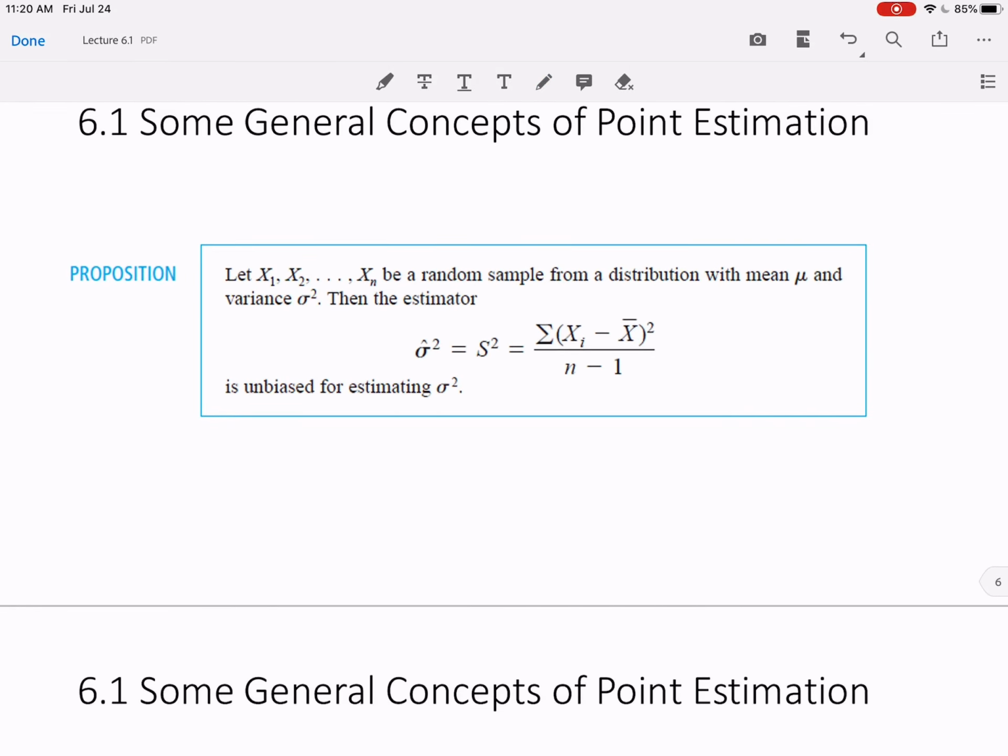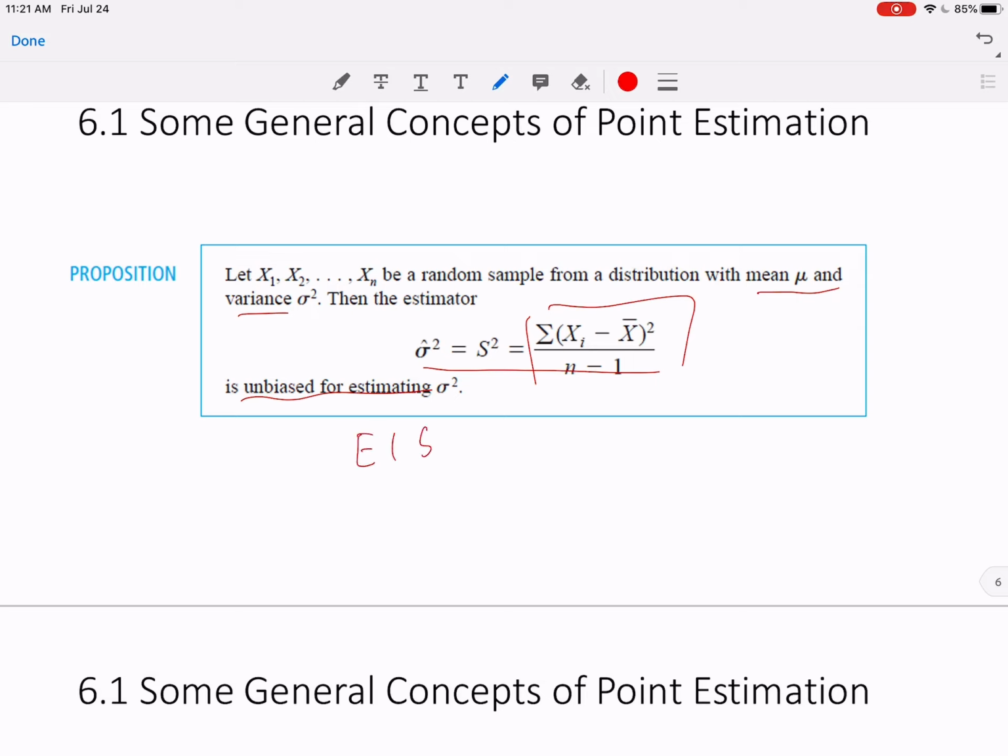Another proposition here: let x1, x2 through xn be a random sample from a distribution with mean mu and variance sigma squared. Then the estimator, the sample variance, which you can call sigma hat squared or s squared, is unbiased for estimating sigma squared. I wouldn't go over the proof here, so you just need to remember that the sample variance is the unbiased estimator of the population variance. In other words, the expected value of the sample variance is going to be equal to the population variance.